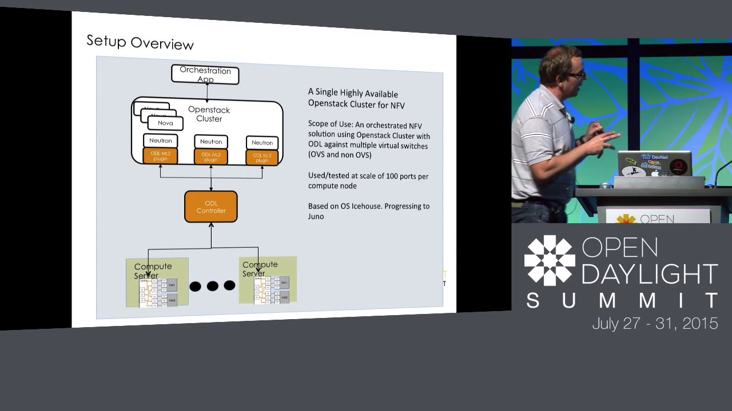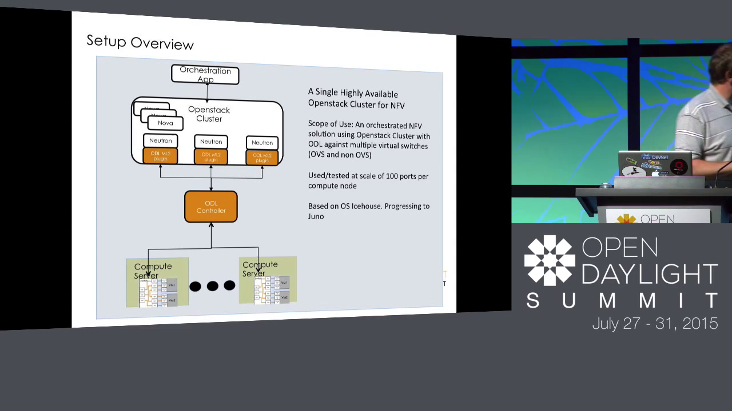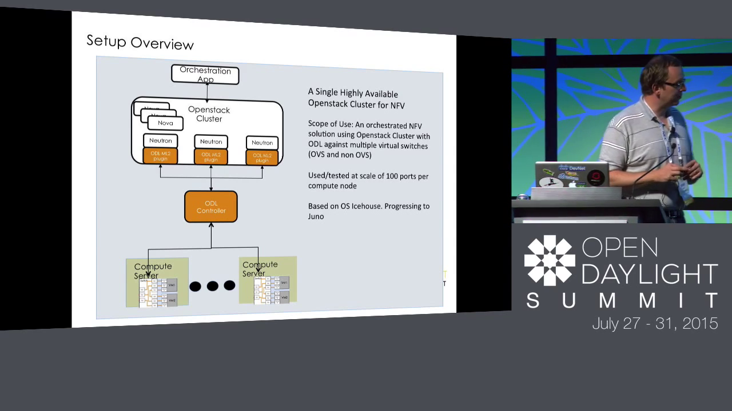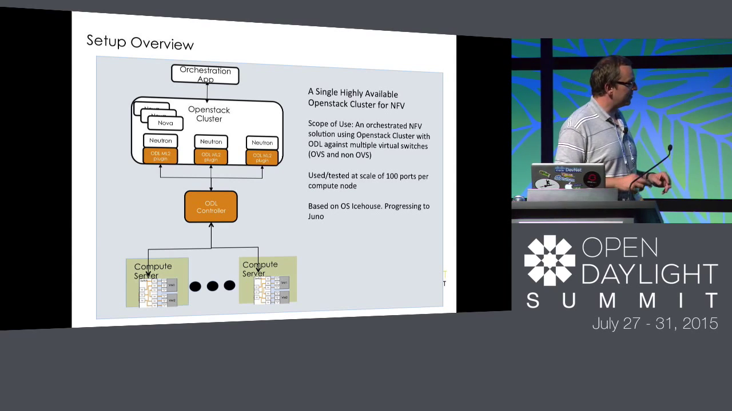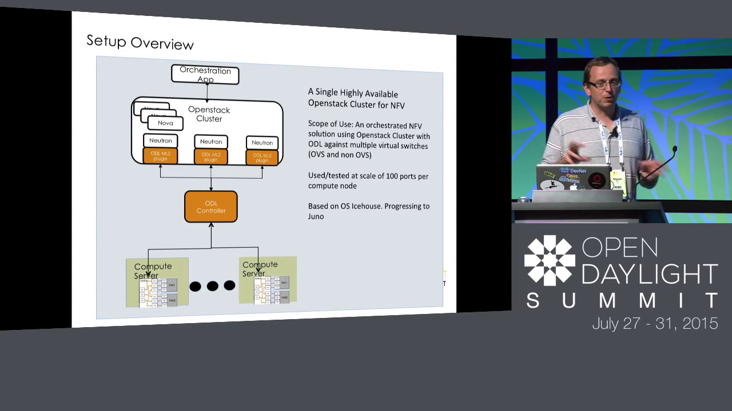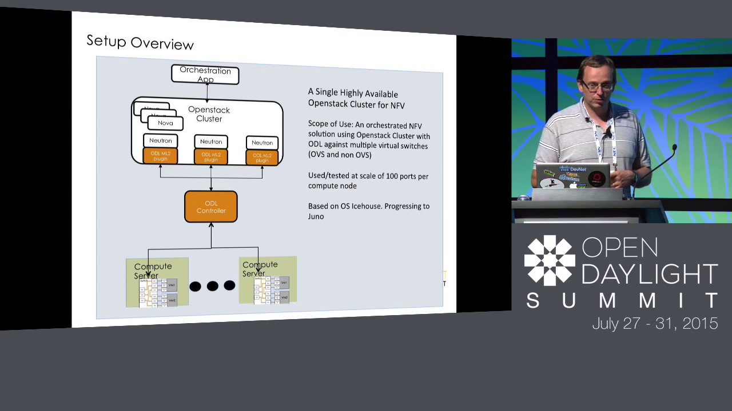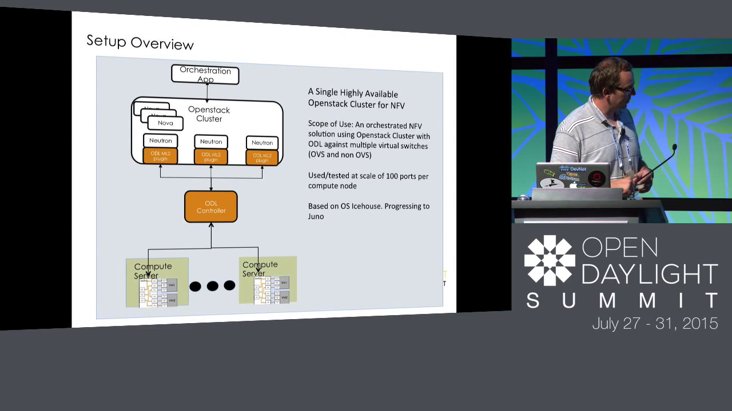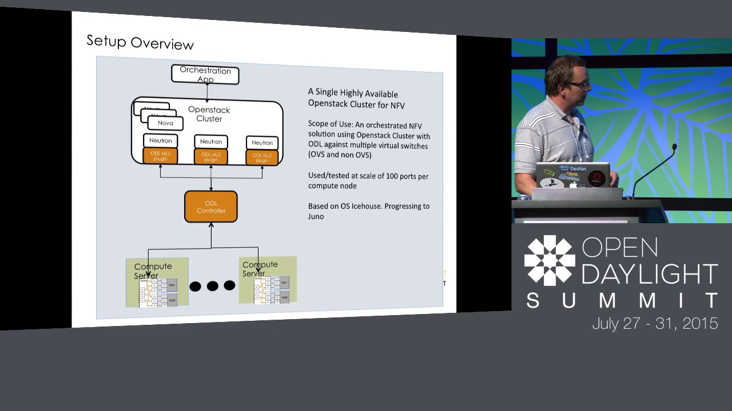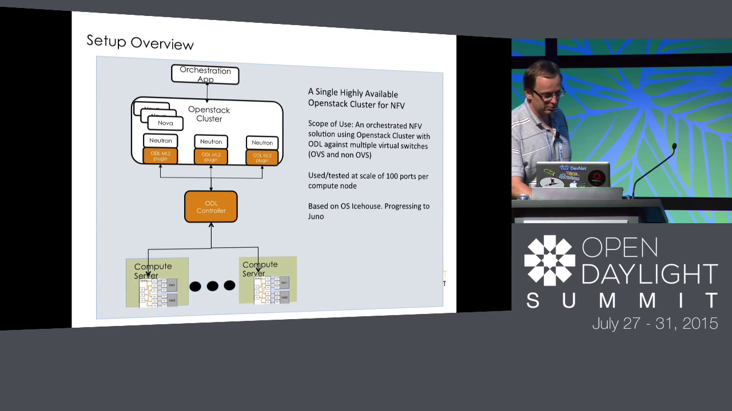But the key thing is really the OpenStack cluster, which had several Neutron servers. On the compute side, we used both OVS and non-OVS virtual switches to do the data plane forwarding. This solution runs on Icehouse, and it's in the process of moving to Juno. The findings apply in equal measure to these two.